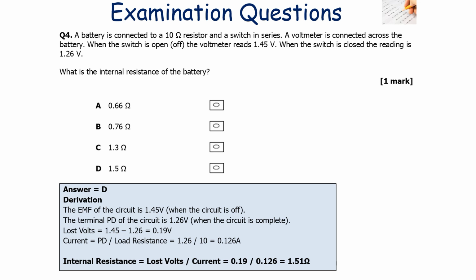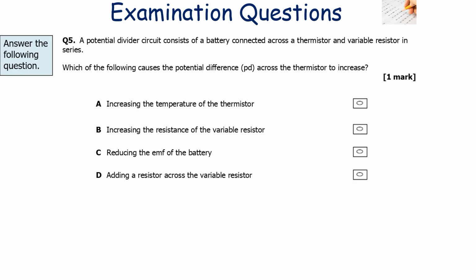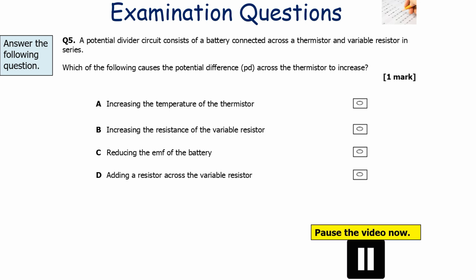Our current will be 0.126 amps. So therefore our internal resistance is 1.51 ohms. Our next question says a potential divider circuit consists of a battery connected across a thermistor and a variable resistor in series. Which of the following causes the PD across the thermistor to increase? So pause the video now, then unpause the video when you want to go through your answer.